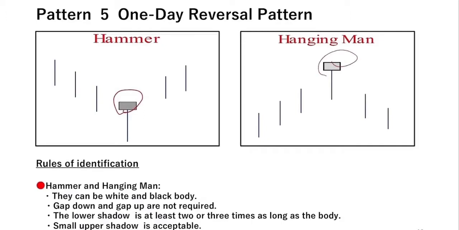And a gap down and a gap up are not required. And the lower shadow is at least 3 times as long as the body. And a small upper shadow is acceptable, right here.